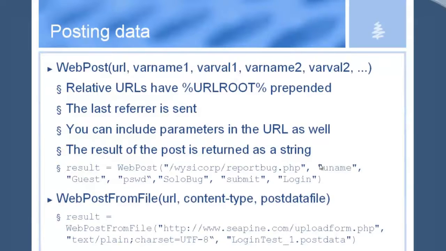The other two statements have to do with posting data. So getting data from the server, this is posting data to the server. The first form looks pretty similar. It takes a URL and a variable number of arguments. Like before, that URL can be a relative one or an absolute one, and we'll use the URL root property if it's a relative one. The last referer and cookies are sent along.